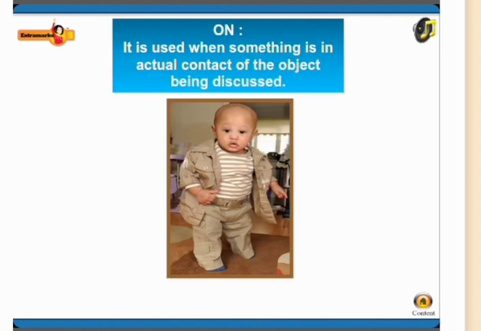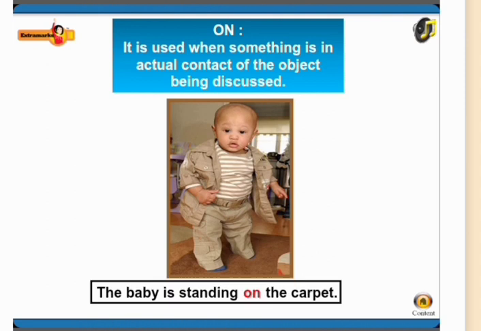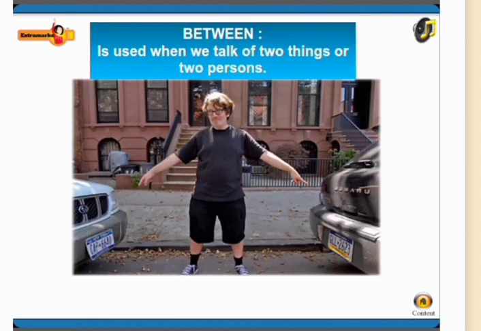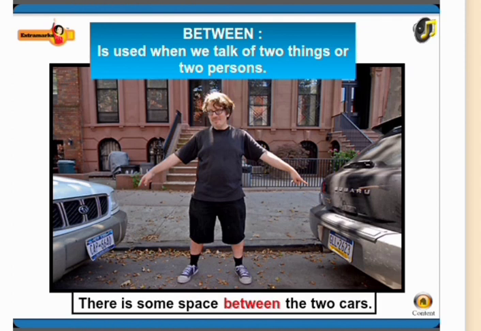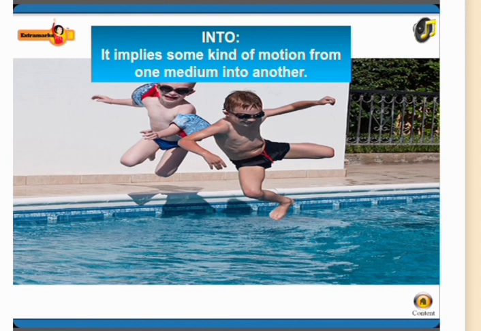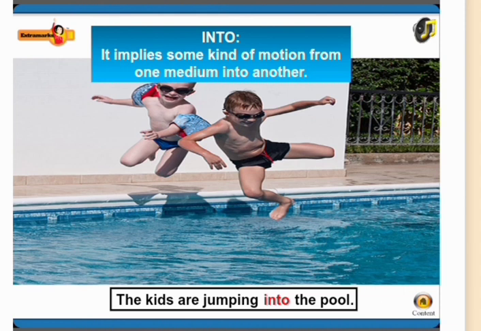On. It is used when something is in actual contact of the object being discussed. For example, the baby is standing on the carpet. Between is used when we talk of two things or two persons. For example, there is some space between the two cars. Into. It implies some kind of motion from one medium into another. The kids are jumping into the pool.